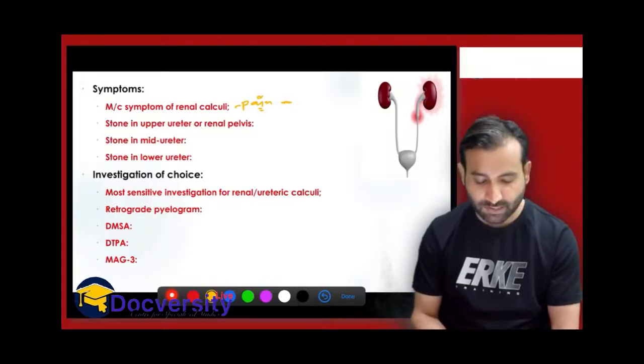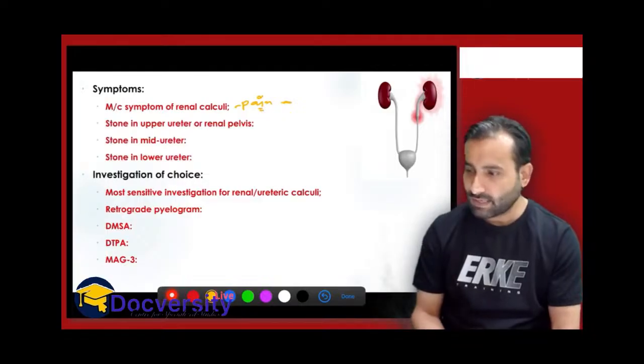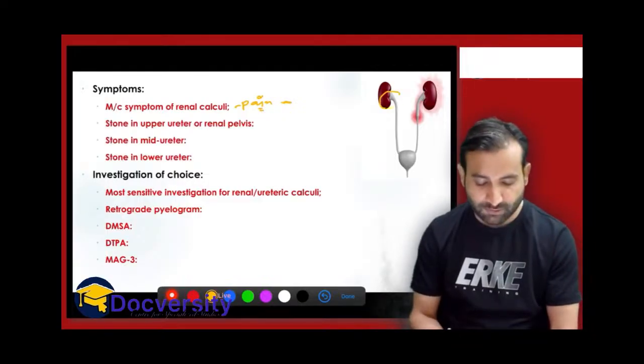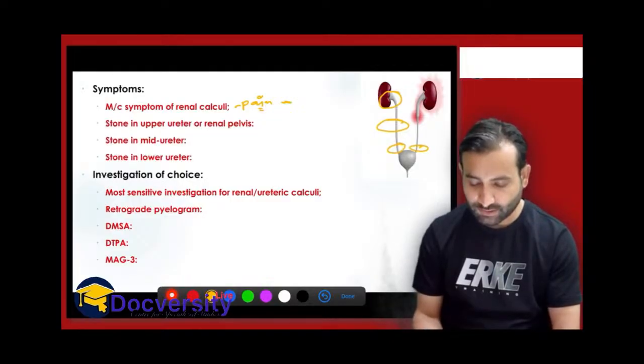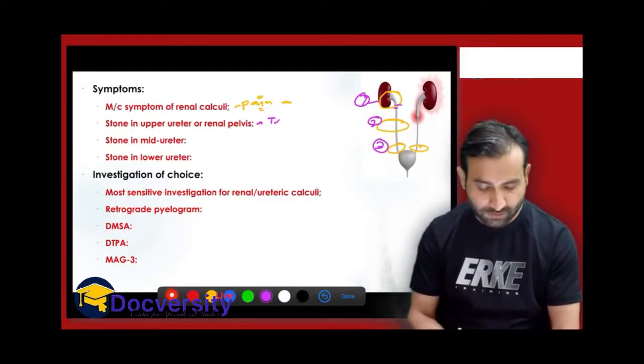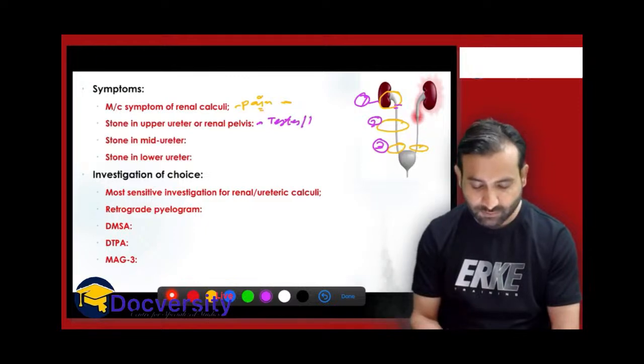Most common symptom of renal calculi is pain. What is this one? Pain. It's a colicky pain. And the stone in the upper ureter or renal pelvis, the pain goes to different places depending on where the stone is present. If the stone is present within the renal pelvis or upper ureter, it goes to the testis or labia majora in the female, right?